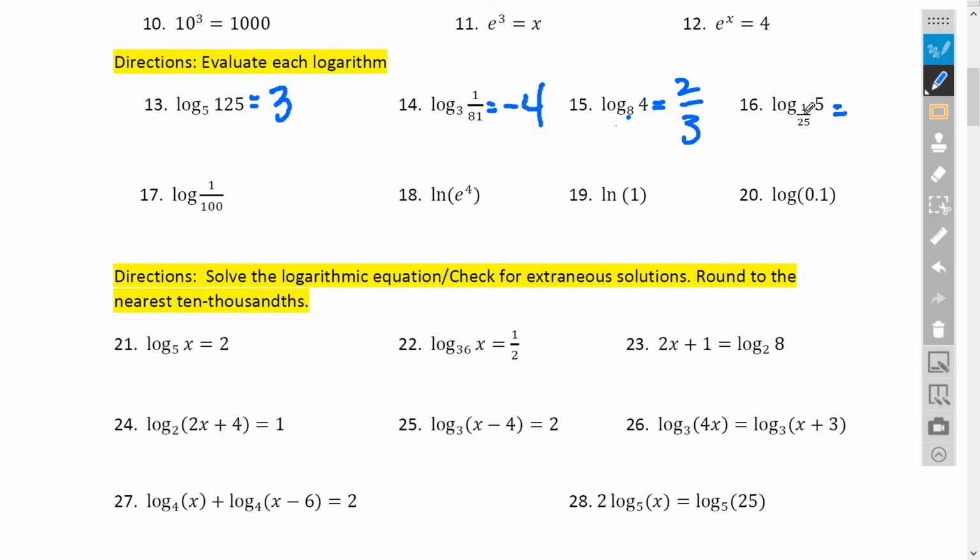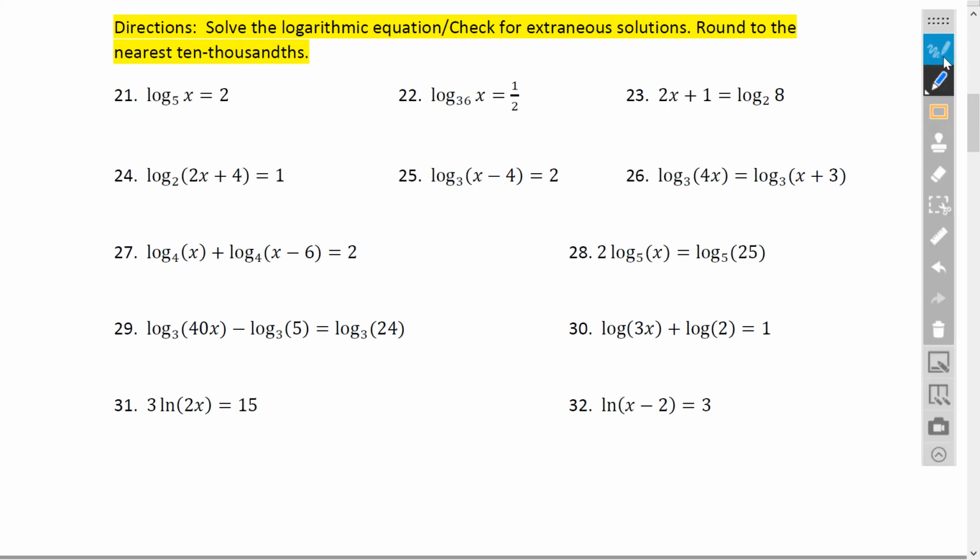So 1 over 25, log 1 over 25 of 5, so the square root, so it's going to be a fraction, 1/2, and it's flipping it, so it's going to be negative, so negative 1/2. Common log of 1 over 100, so it's in the denominator, so I would need 10 squared, but a negative, so negative 2. Natural log of e to the fourth, so this is asking e to what power is e to the fourth, and of course, e to the fourth power is e to the fourth. Natural log of 1, any log of 1 is just 0. And common log of 0.1, so that's actually negative 1, because that's 1 over 10, so negative 1.